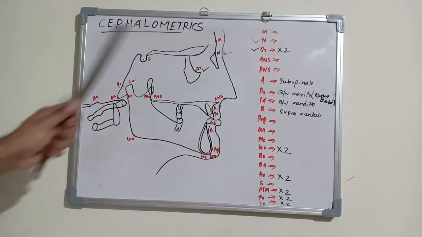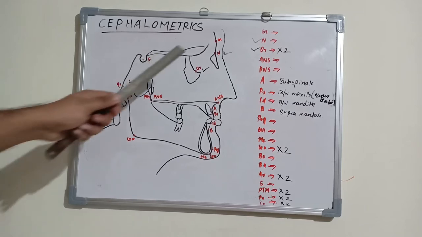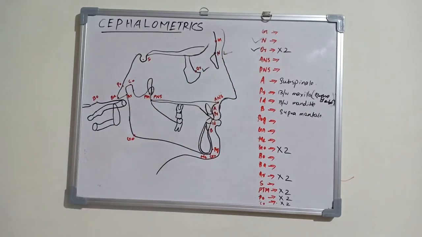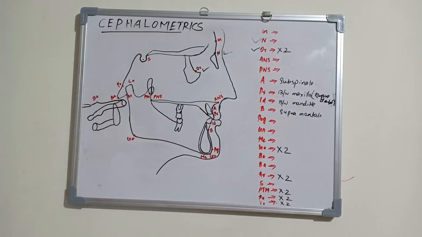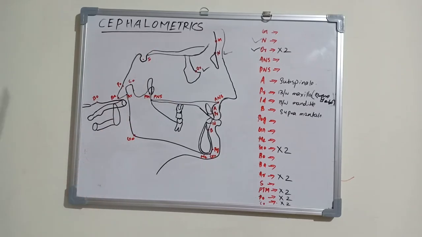Next one is orbitale. Orbitale is here. Orbitale is the lowest point on the inferior bony margin of the orbit. We know that we have two orbits, which is why it is on the right and left side. So it is the lowest point on the inferior bony margin of the orbit. So we have two orbitale points.